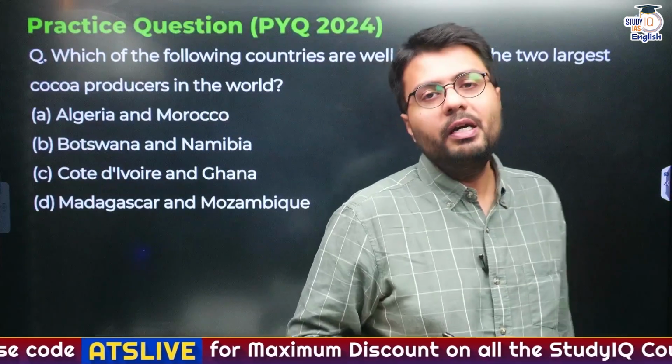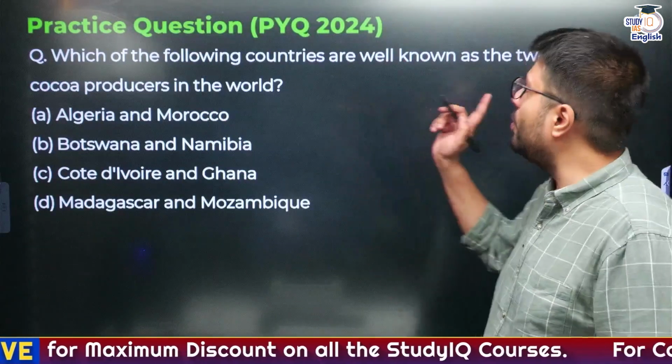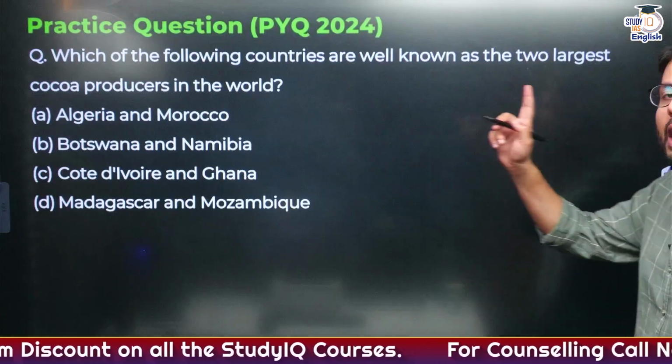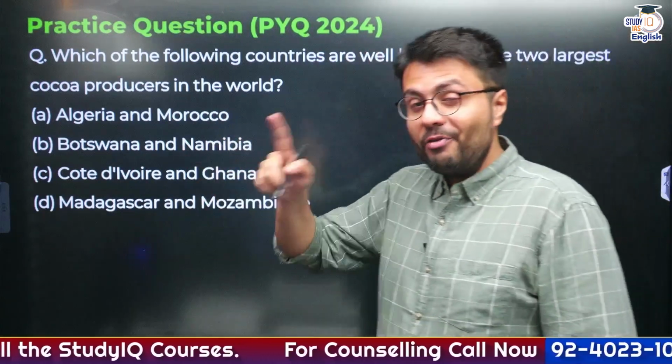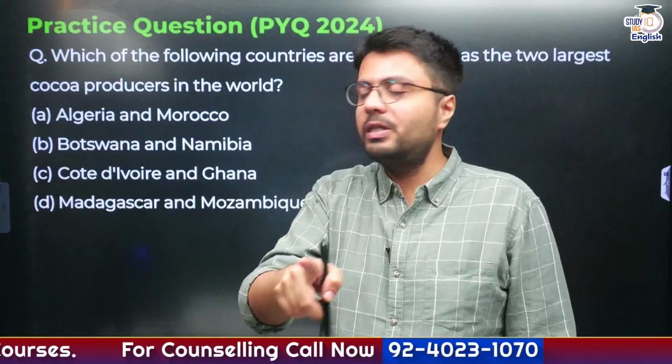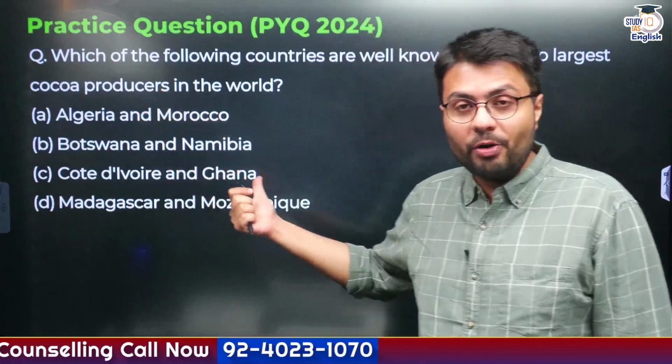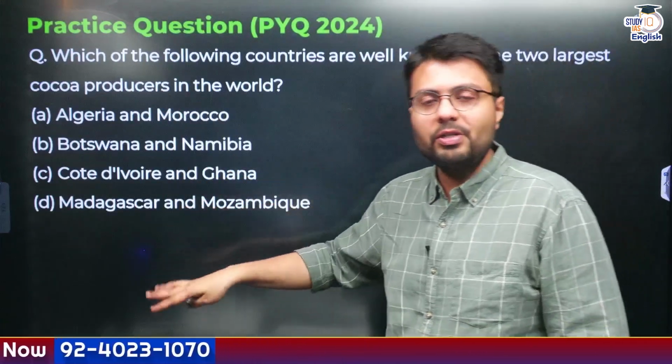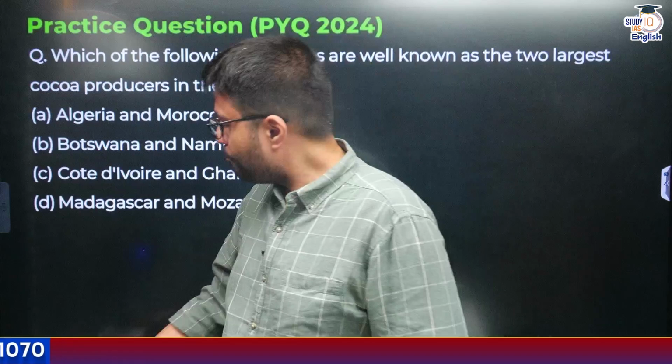Now, these kinds of topics have appeared in the prelims examination quite frequently. The most recent one being the question that appeared in 2024. Which of the following countries are well known to be the largest producers of cocoa in the world? Well, if you know the answer, please hold your answer, because if you don't know it already, we'll be solving these after our today's discussion, okay?